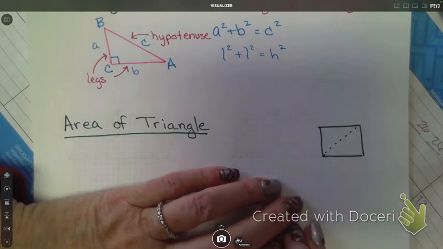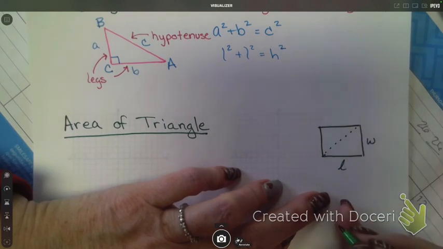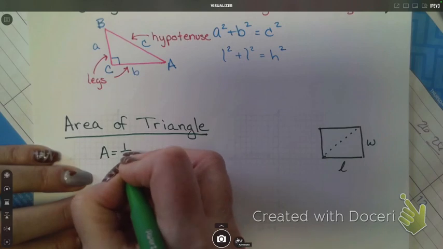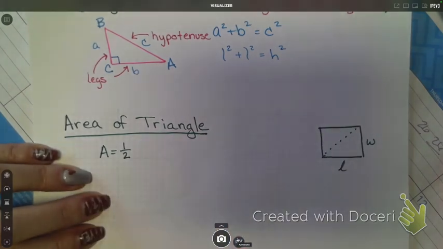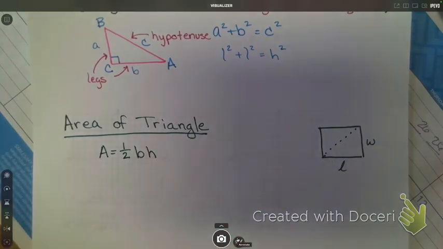So the area of this is length times width, yes? So the area of a triangle is one half. Why is it one half? Because you cut it in half. And we're going to say base times height. Can that be length and width? Okay. So now, will you ever forget the area of a triangle? The height of the vertices. Yes, if you want.